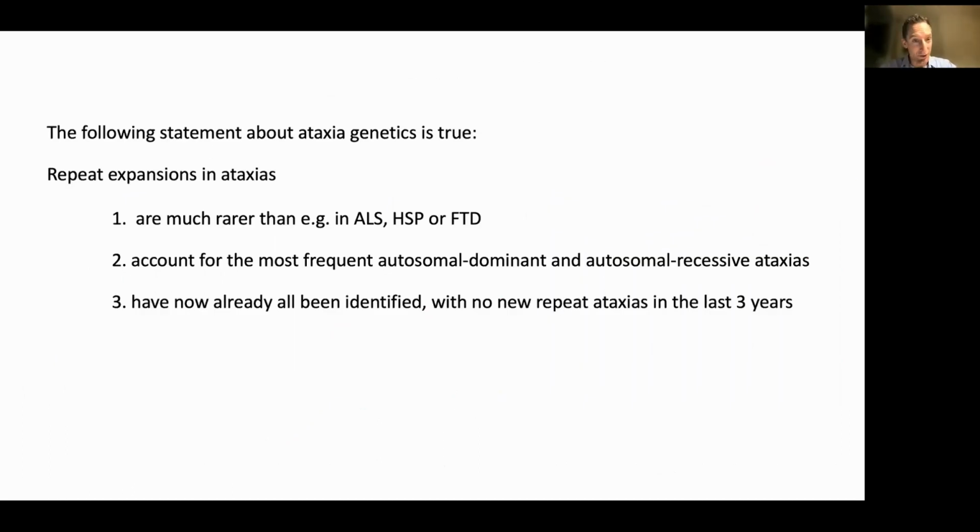I have one question to all of you. And the question is about the repeat expansions in ataxias. And I need your answer here. Repeat expansions in ataxias. What is true about them? Repeat expansions in ataxias are much rarer than, for example, in ALS, HSP, or FTD. They account for the most frequent autosomal dominant and autosomal recessive ataxias. Or they have now already all been identified, so with no new repeat expansion ataxias in the last 3 years. Which of those three statements is true? And please give a vote to the poll.